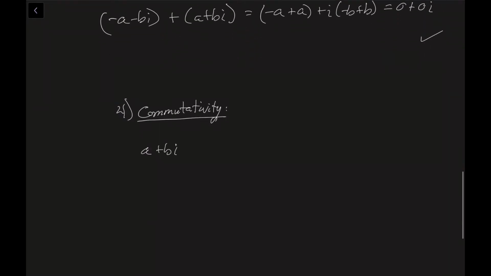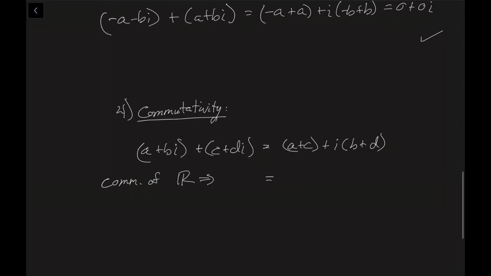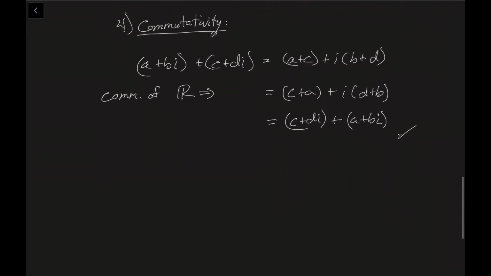Finally, we're going to check the commutativity property to make sure that this is abelian. So we're just going to take a plus bi, c plus di, two generic complex numbers. We're going to add them, and then we're going to use the commutativity of the real numbers to flip a and c and b and d, and then just use the definition of addition again to split it back up, and we get commutativity. So we finally come to the conclusion that the complex numbers with addition defined pointwise is an abelian group.